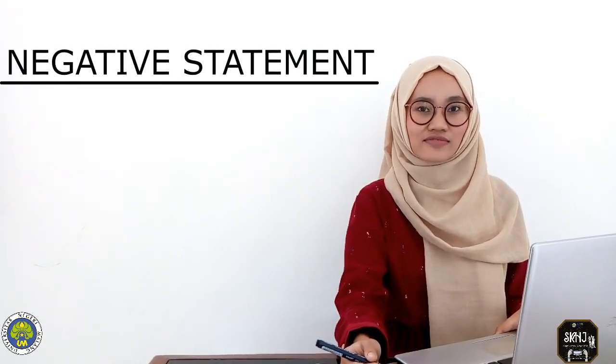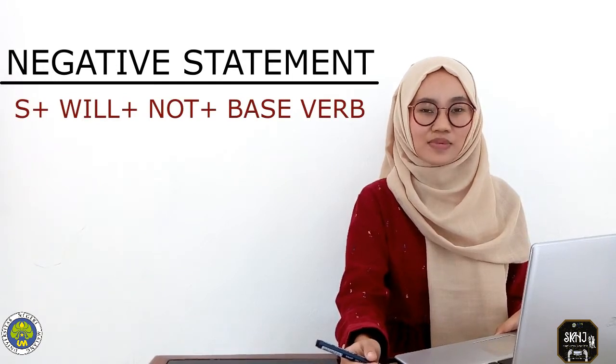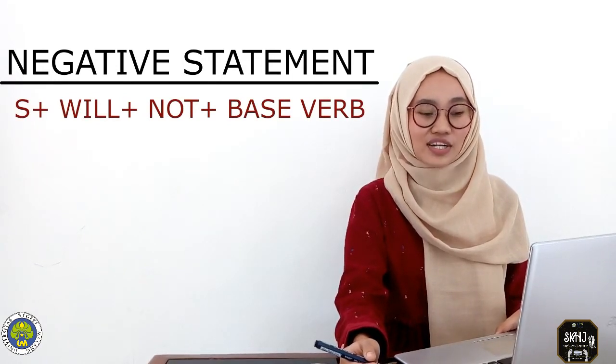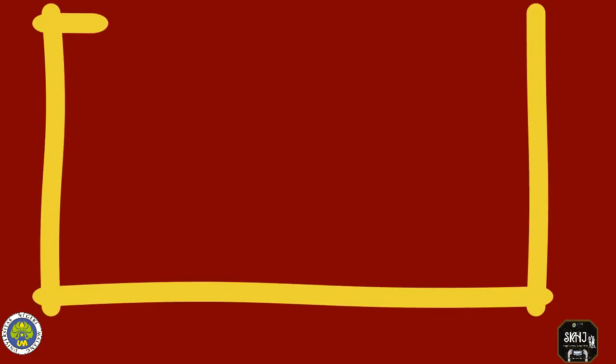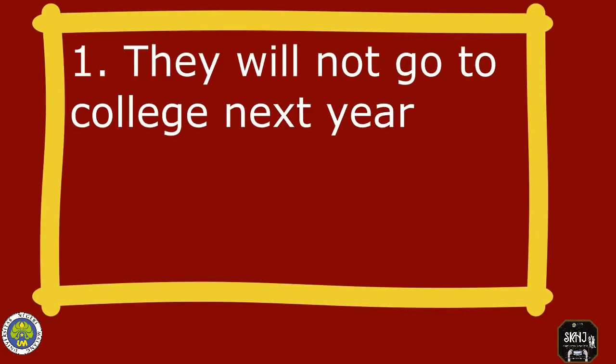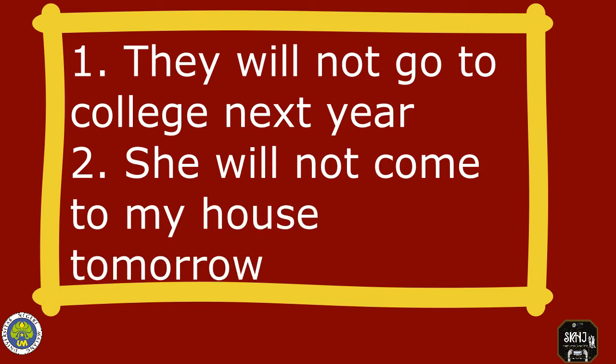And to make a negative sentence, you can apply this form: subject plus will plus not plus verb in the basic form. The examples are: they will not go to college next year and she will not come to my house tomorrow.